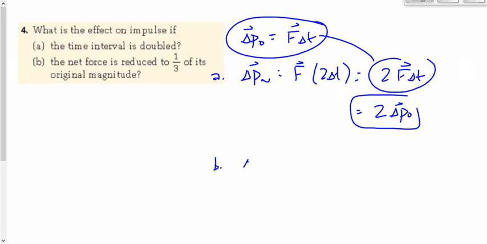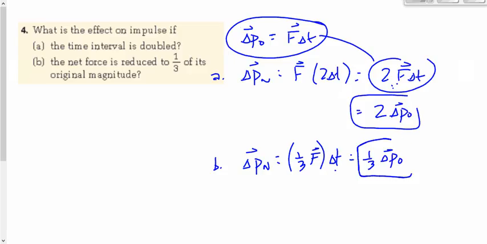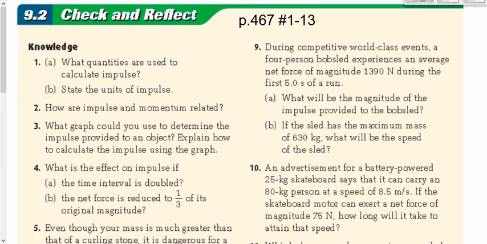For question B, my new momentum is 1/3 F times delta t, which, well, we know what F times t is. It's the original impulse, I should say. So it's going to be 1/3 of my original impulse there. Again, some of you probably did that without doing any work, just logically thinking about it. Is that okay? Okay, number 5 was also requested there, so we'll go over that one.